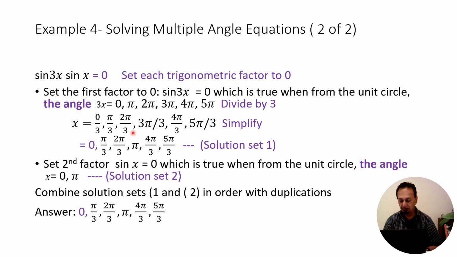So we combine solutions 1 and 2 and write in order without duplication. So the answer is x equal to 0, pi over 3, 2 pi over 3, pi, 4 pi over 3, and 5 pi over 3.